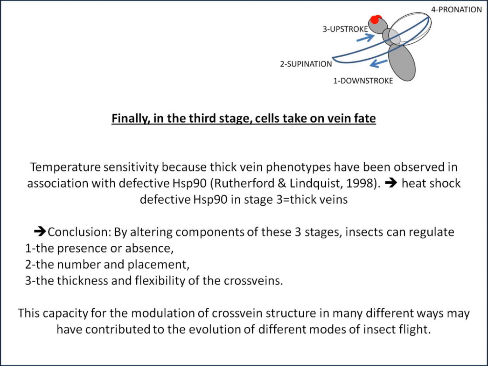So in conclusion, by altering components of the 3 stages, insects can independently regulate the presence or absence, the number and placement, and the thickness and flexibility of crossveins. This capacity for the modulation of crossvein structure in many different ways might have contributed to the evolution of different modes of flight, and allows for a huge number of combinations that can allow an insect to alter the flexural stiffness of the wing.